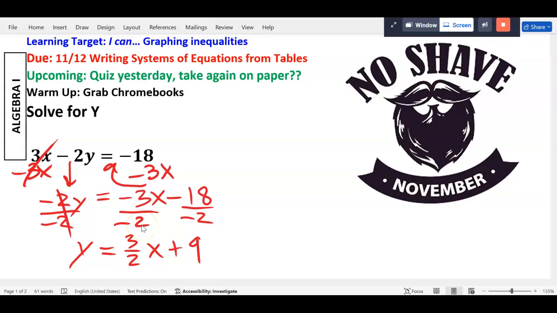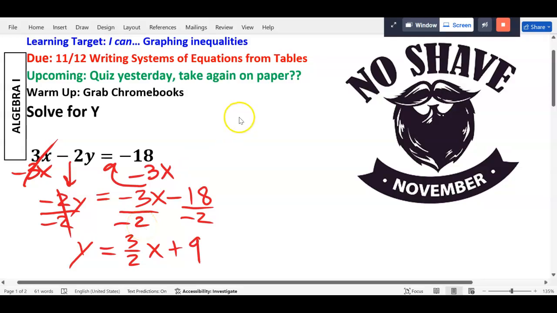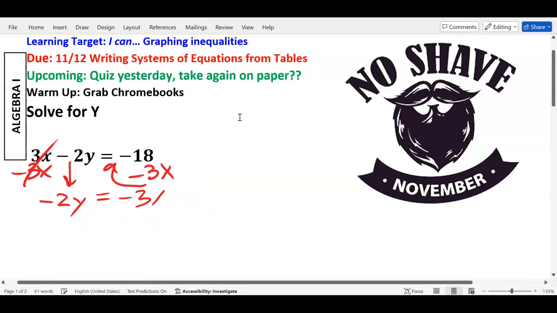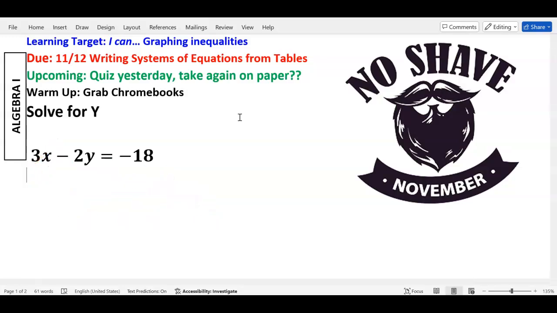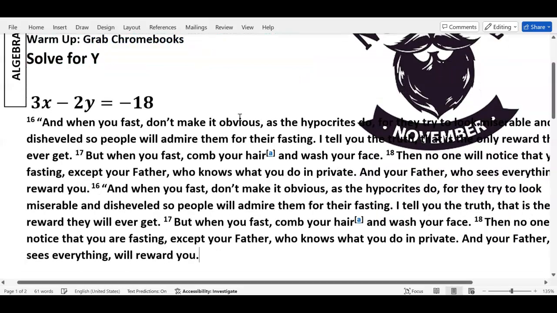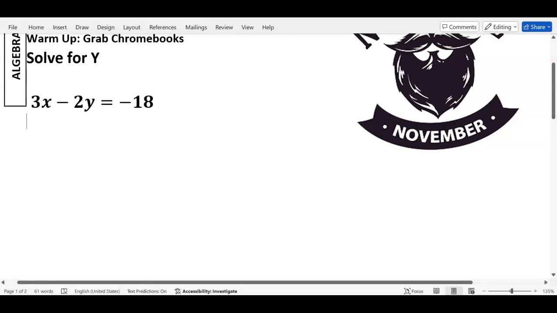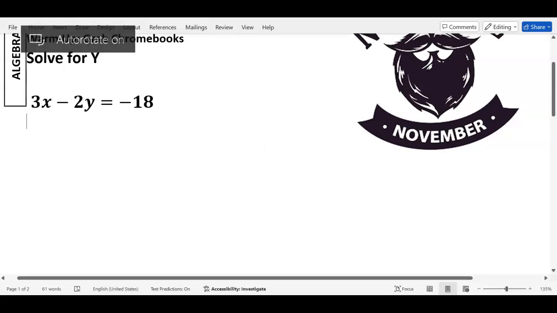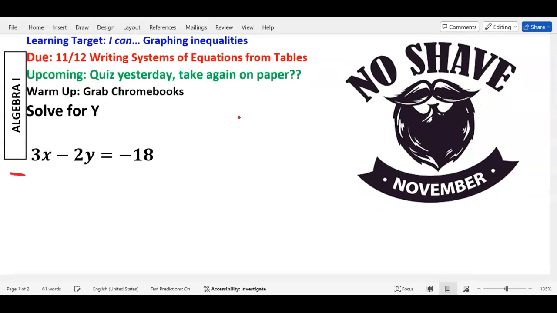Just a reminder on how we did this. When we're solving for y, we move the x first, so the opposite of positive 3x is negative 3x. We'll do this pretty fast here because we already went over it in class. You bring down, don't forget the negative 2y.